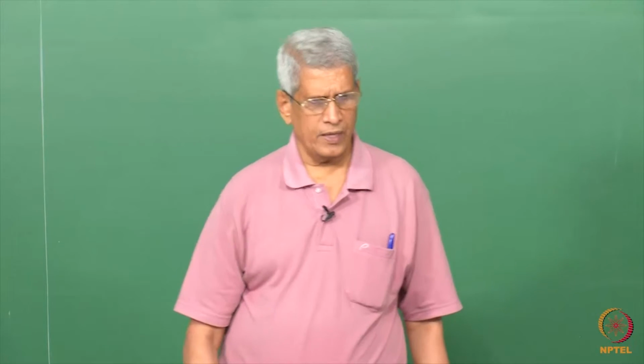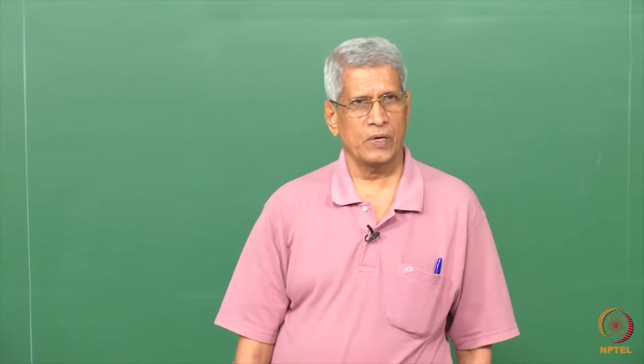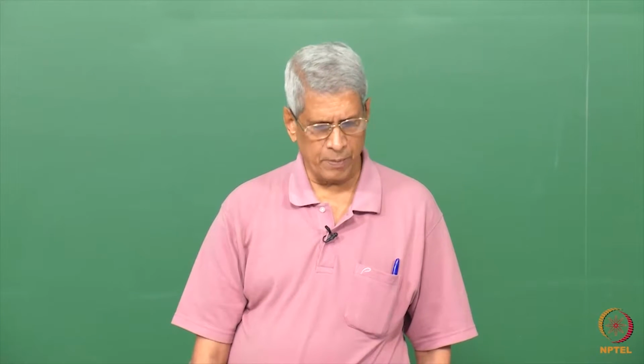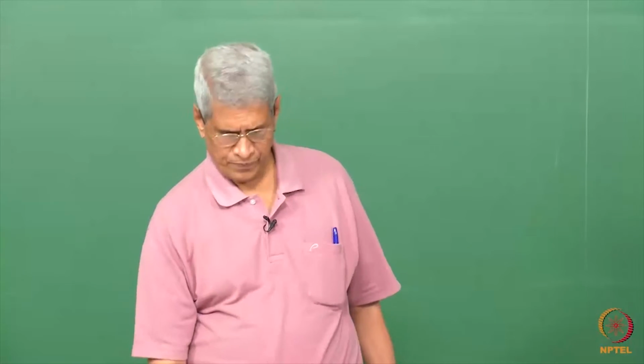Suppose we take an oblique lattice. Its unit cell is a parallelogram. If we keep this parallelogram one just on top of another, at a distance that is equal to neither the translation vector A nor the translation vector B, then what we generate is a monoclinic lattice.